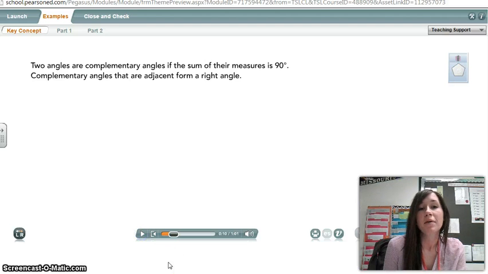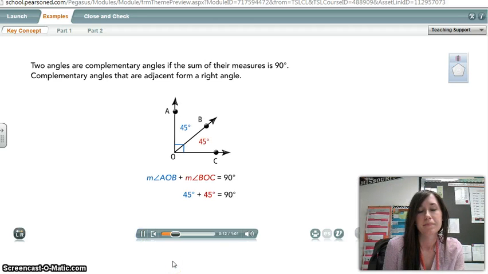If you have two complementary angles that are adjacent, remember we learned that means side by side, they would make a right angle because together they make 90 degrees. Angle AOB and angle BOC are complementary adjacent angles. These two angles are complementary because they add to make 90, and they are adjacent because they are side by side. They share a vertex and they share this side OB.